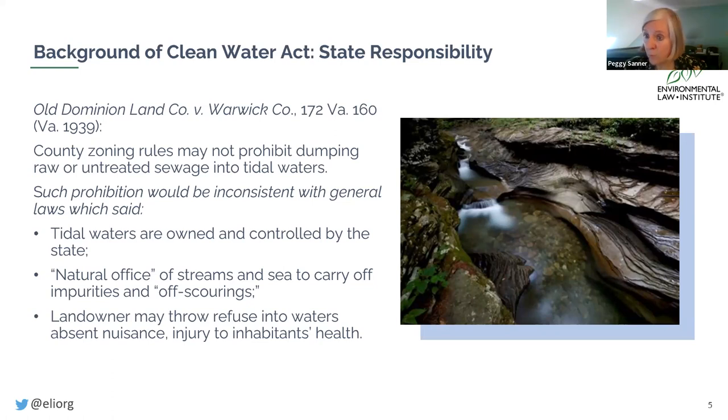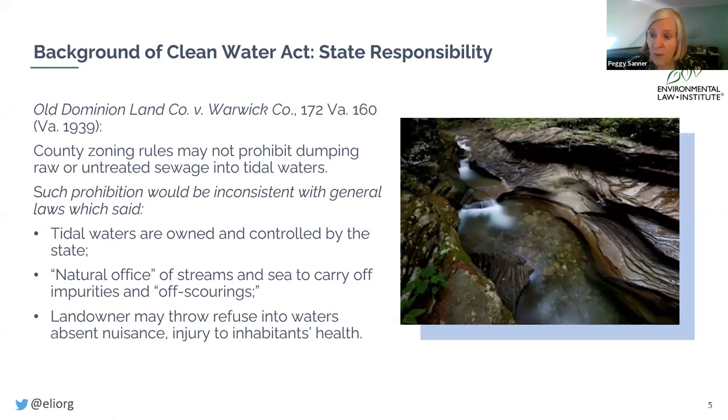The court ruled with the landowner, saying, first of all, tidal waters are not something that the county has any control over. That's the jurisdiction of the state. But more important, the very function of streams and rivers, and indeed the ocean, the natural office, it said, is to carry off the impurities and the offscourings of the land, getting rid of them so that the people can do what they want to do. So pretty striking opinion, at least insofar as looking back on it almost 70 years later is concerned.